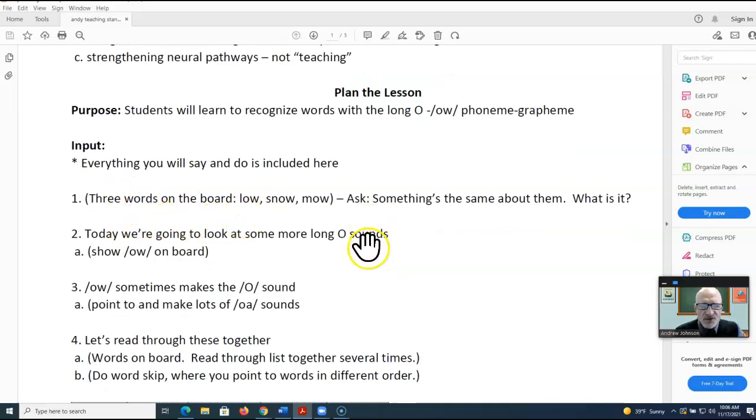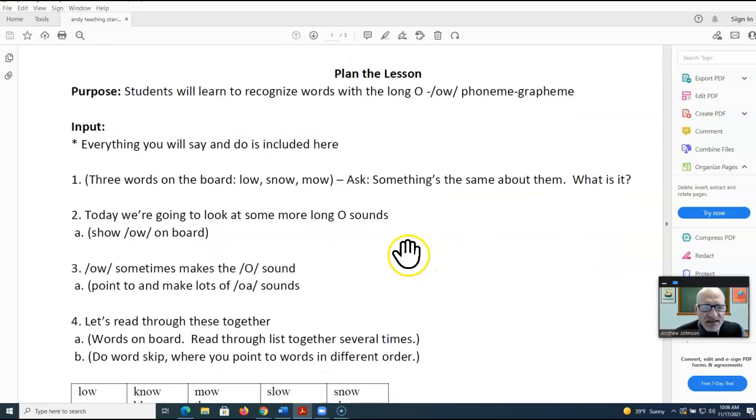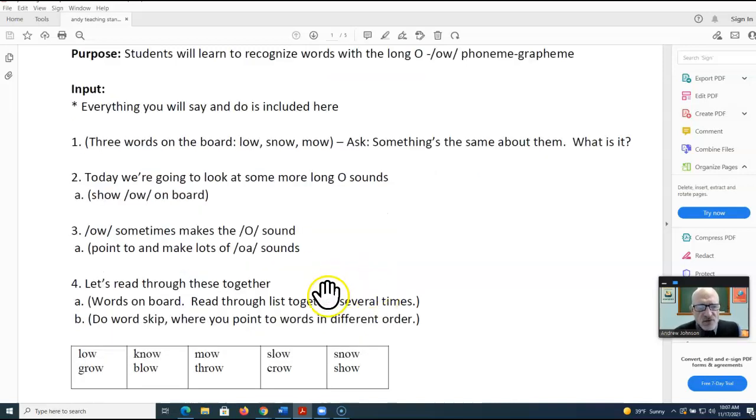So a note to myself, 3 words on the board. I'll ask students, what's the same? There's something the same here. What is it? And then I'll say, today we're going to look at some more long O words. And I'll show the OW on the board and make lots of O sounds. Sometimes OW makes the O sound. O, and I'll show them examples. There is my direct instruction. That's it. That is the instruction right there, that little bit. So direct instruction took about 5 to 10 seconds. Everything else is a review of that or is to reinforce that. But that is the bit of instruction right there.